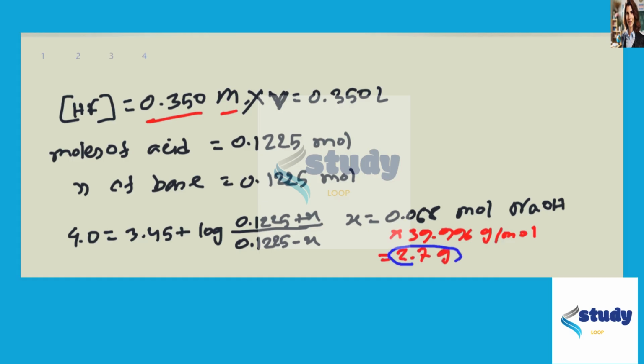So this is the amount or the mass of sodium hydroxide that the buffer of 0.350 molar HF and 0.350 molar sodium fluoride can neutralize before the pH rises above 4.